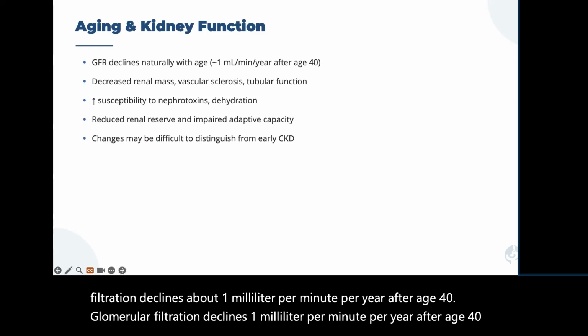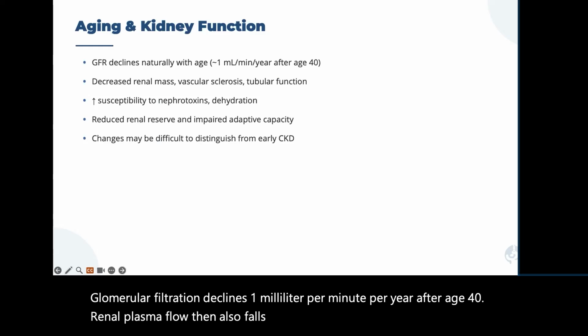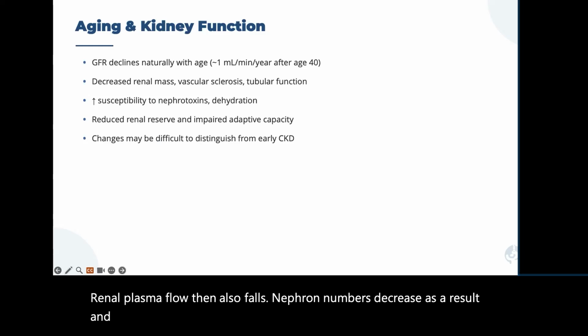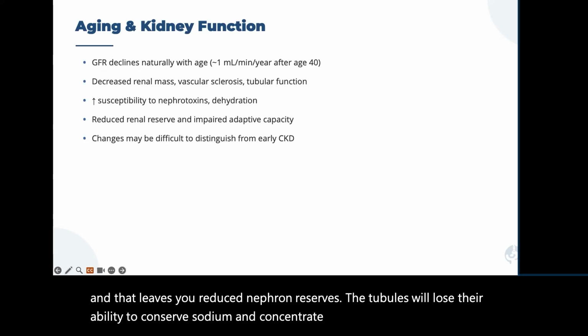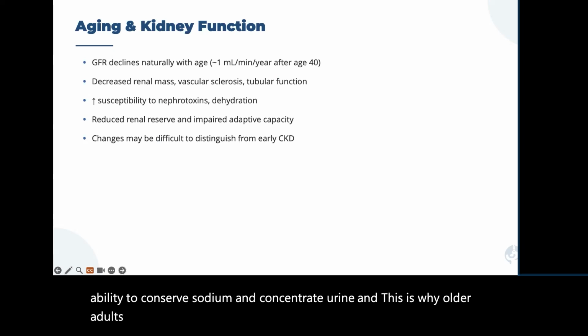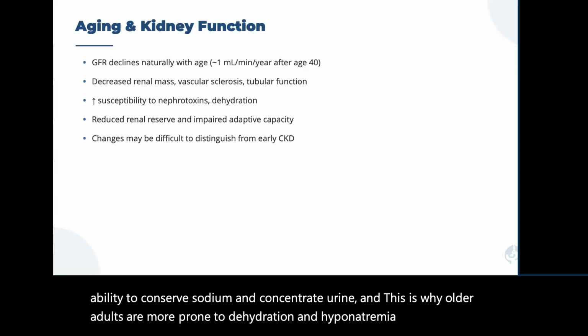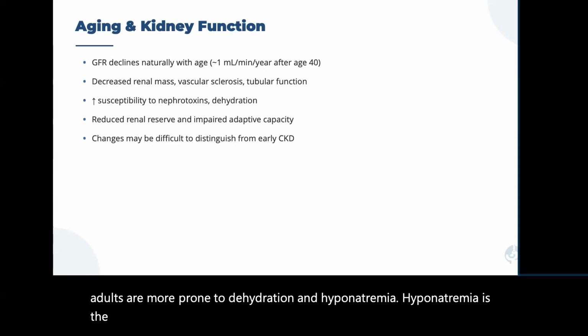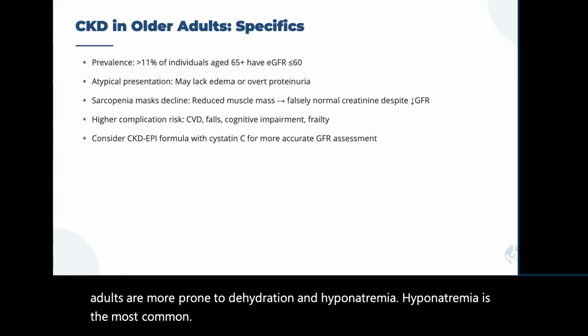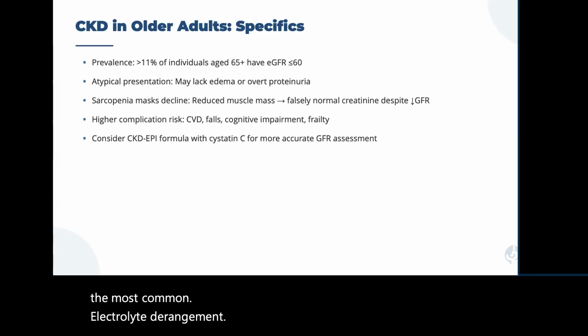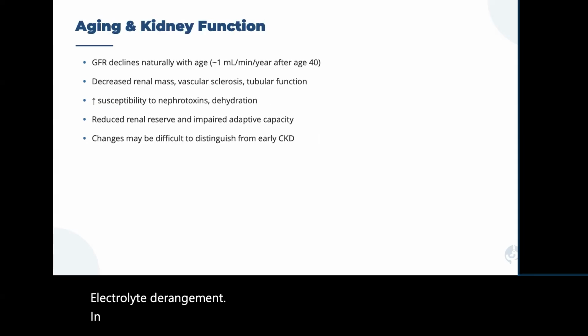Renal plasma flow then also falls. Nephron numbers decrease as a result, and that leaves you with reduced nephron reserves. The tubules will lose their ability to conserve sodium and concentrate urine, and this is why older adults are more prone to dehydration and hyponatremia. Hyponatremia is the most common electrolyte derangement in hospitalized patients.